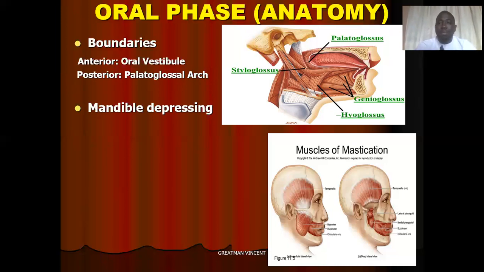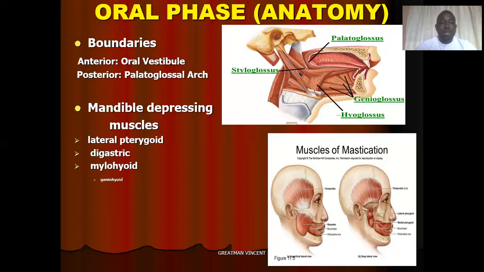And so because of that, we have muscles that are responsible for that. We have mandible depressing muscles as well as mandible elevating muscles. So in our lecture, we're going to focus on some of these muscles. As part of the mandible depressing muscles, we have the lateral pterygoid muscles, the digastric muscles, the mylohyoid muscles, and we also have the geniohyoid muscles. All these muscles are called mandible depressing muscles. In other words, these muscles ensure that the mandible comes down, and then the elevating muscles will also come in to bring your mandible up in the process of ensuring grinding.